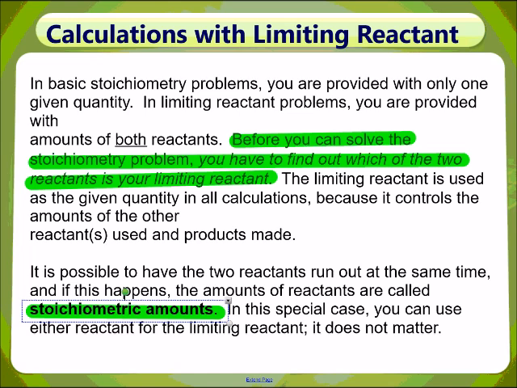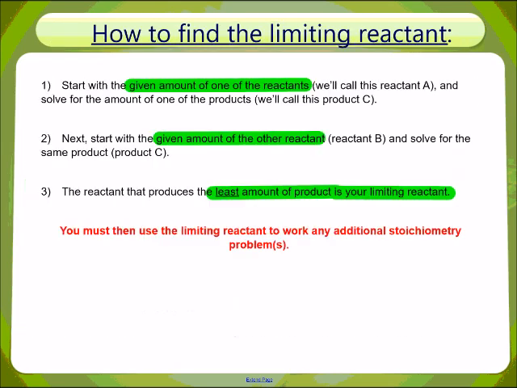It is possible to have the 2 reactants run out at the same time. And if this happens, the amounts of reactants are called stoichiometric amounts. In that special case, it means there are exactly the same amount of each, and they both run out at the same time.